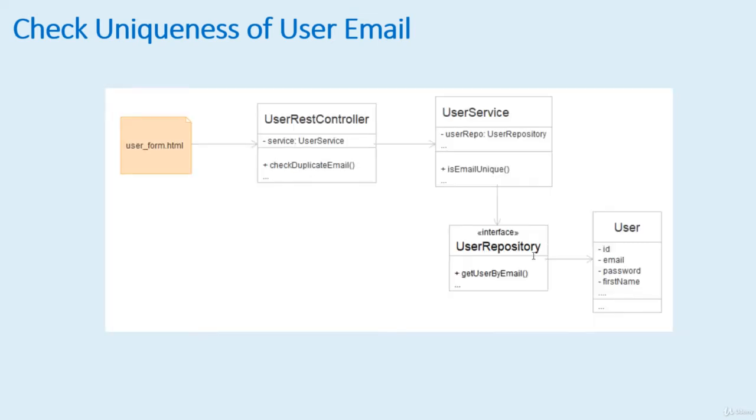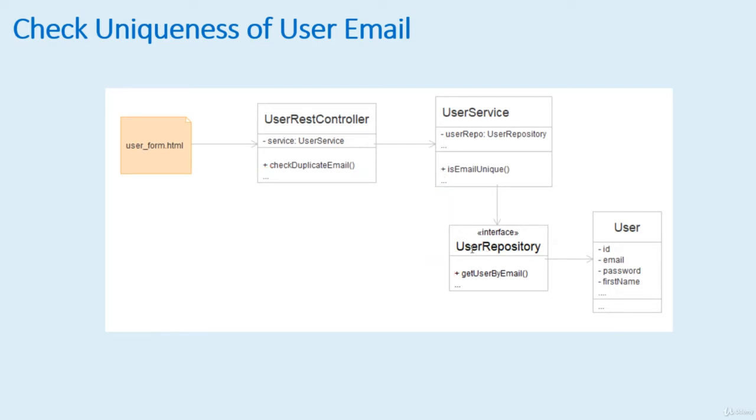So in Java code, we need to create a new RESTful web service controller class, UserRestController, to expose the web service method, check duplicate email, that will be consumed by a client, which is the user form here. When the save button in the user form is clicked, before submitting the data to the server, it will make an Ajax call to the web service method, which in turn invokes the emailUnique method in the UserService class, which in turn invokes the getUserByEmail method in the UserRepository interface.